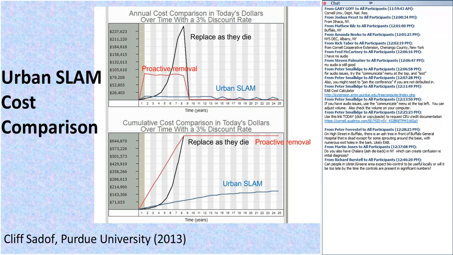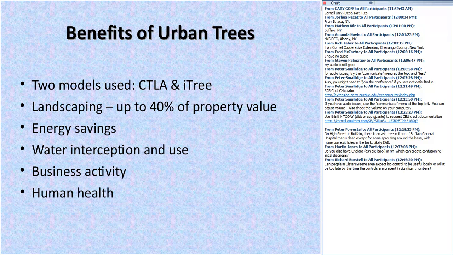This is looking at Urban SLAM. Here you see the costs annually, and this is the total cumulative costs of Urban SLAM. This is the 20% Urban SLAM, as opposed to proactive removal or replacing them as they die. Look at how all of a sudden those costs just occur very quickly in your community.